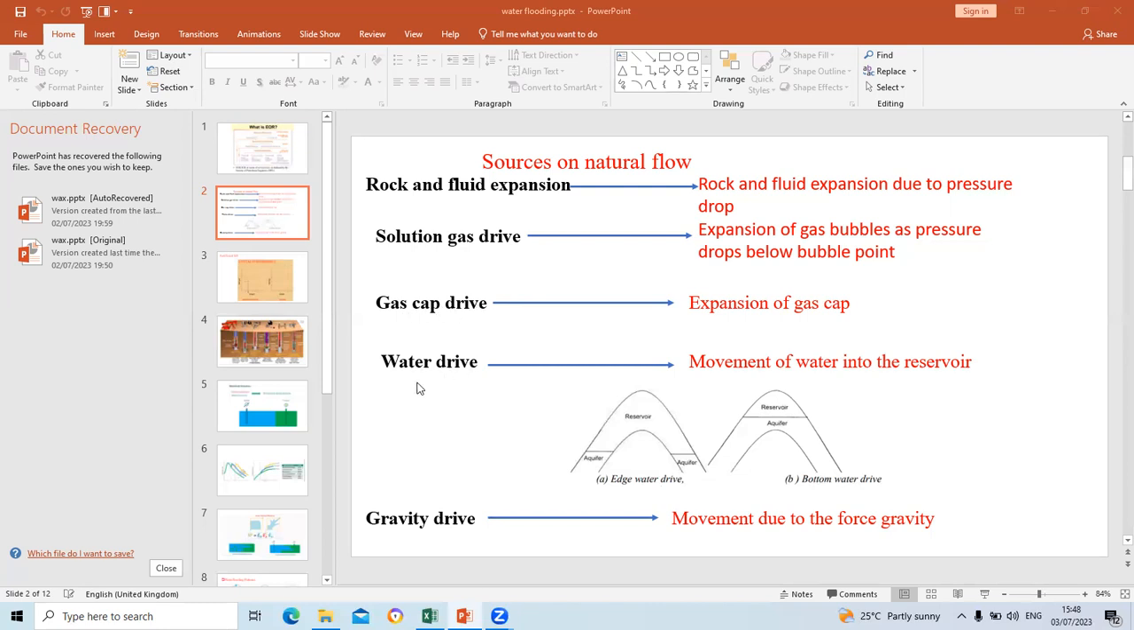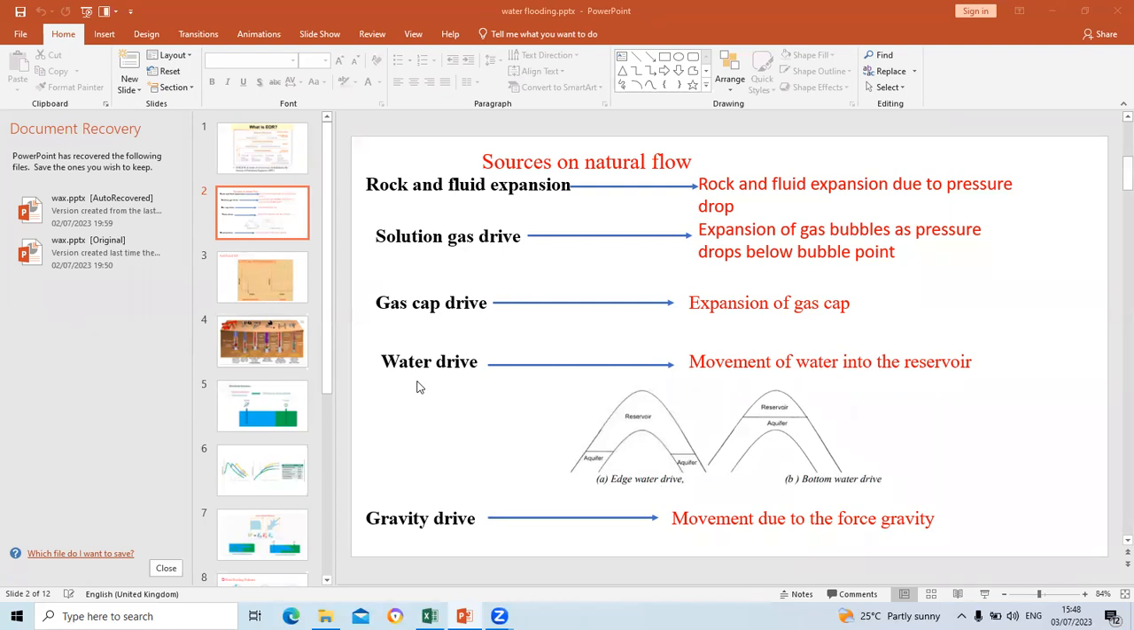We also have what we call the water drive. We know that generally within the reservoir, there is segregation of fluids. We have the lighter gas that accumulates up, we have the oil in the middle, and we have water down. So as time goes on, the water gradually pushes upward.